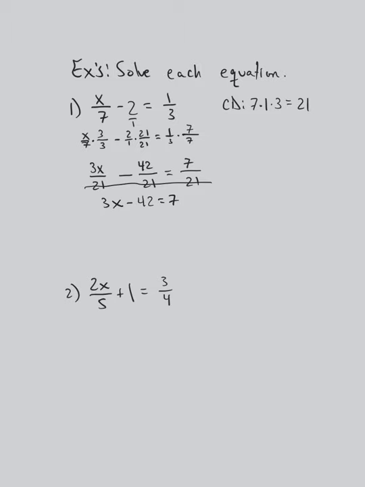All right, and so now I would just add 42 to both sides, and I get 3x is equal to 49. And then to isolate x, I would divide by 3. I've run out of room once again. If you're doing homework, I would just keep going down. But we got x is equal to 49 over 3. And if you want to convert that to mixed form, that's going to be 16 and 1/3.